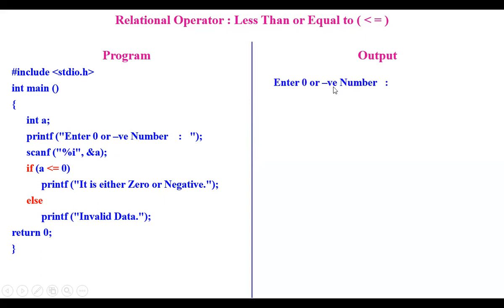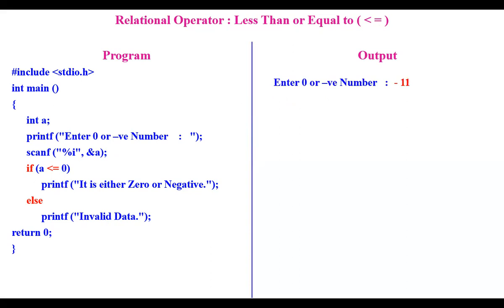Enter 0 or negative. It is saying clearly, but I entered a positive value, a bigger value, right? 100. What happens? This condition is not met. This condition is not satisfied. So this is not happening. So it is saying something else. So invalid. Clear? Next. Again execute.